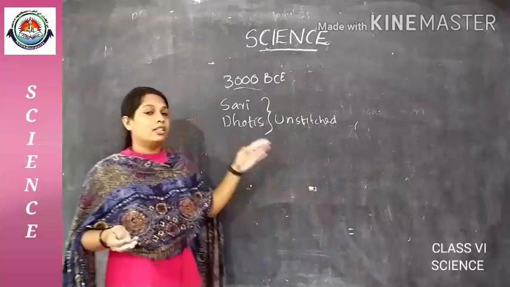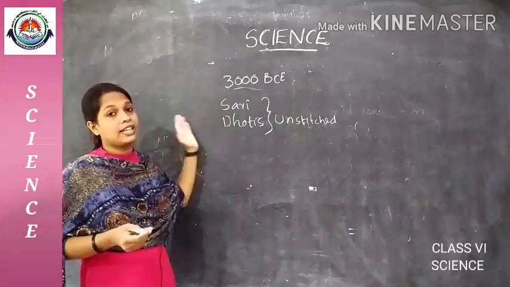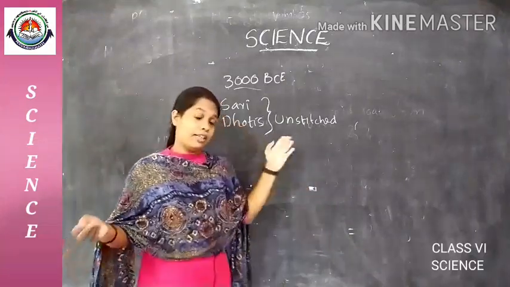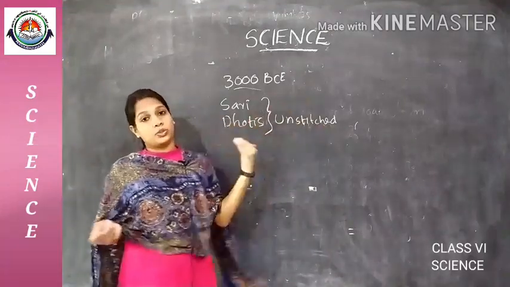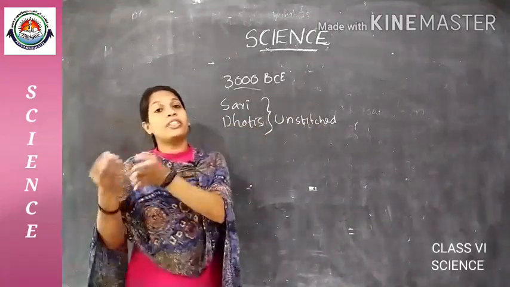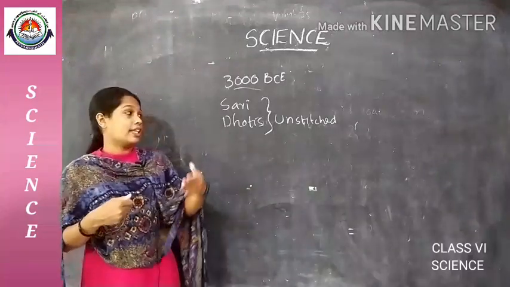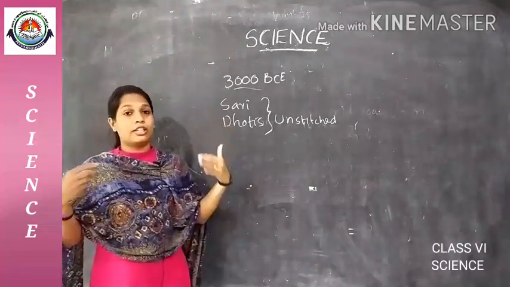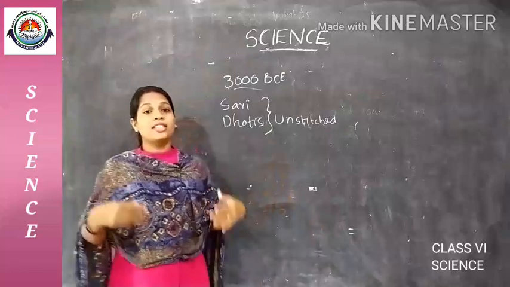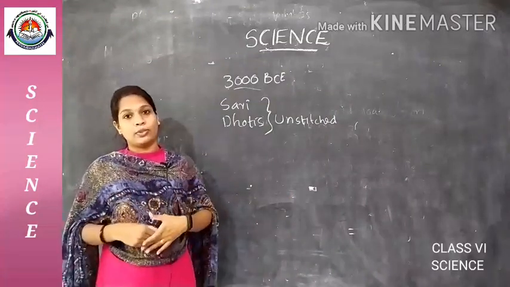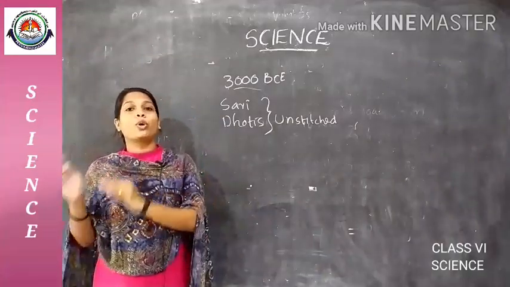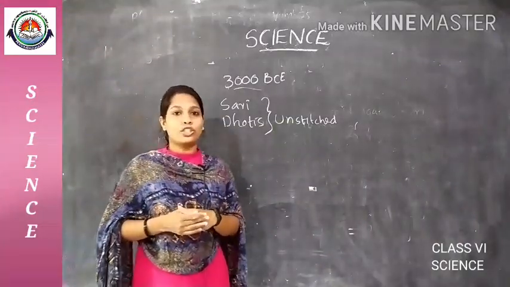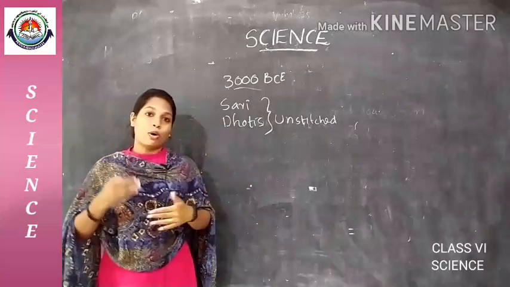So, after that the production of sari and dhotis was invented, and unstitched clothes were used, and after the invention of needles and stitching machines and all, human beings began to wear stitched clothing. Okay, this is the brief history of evolution of clothing material. Is that clear to you? So this is all about this chapter.